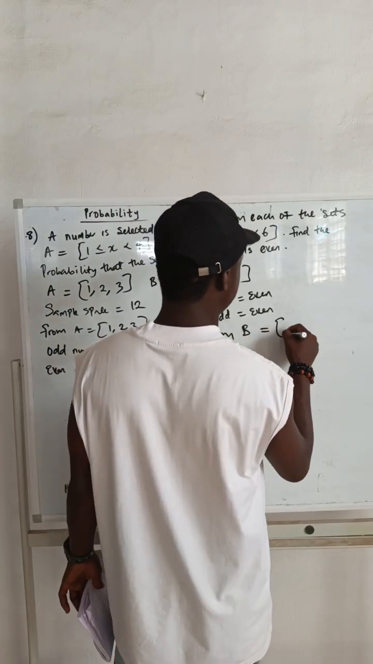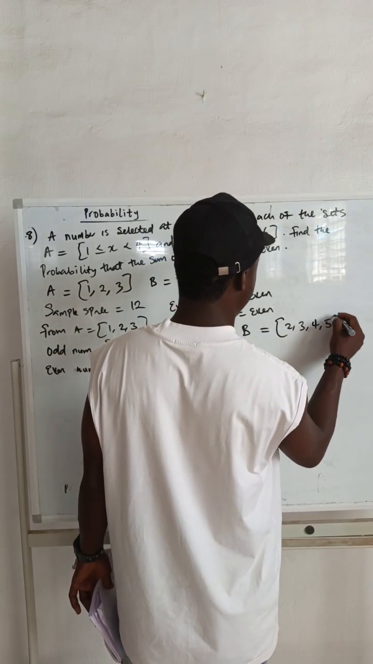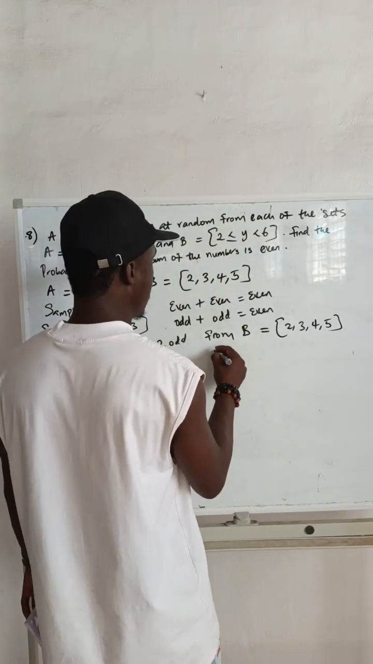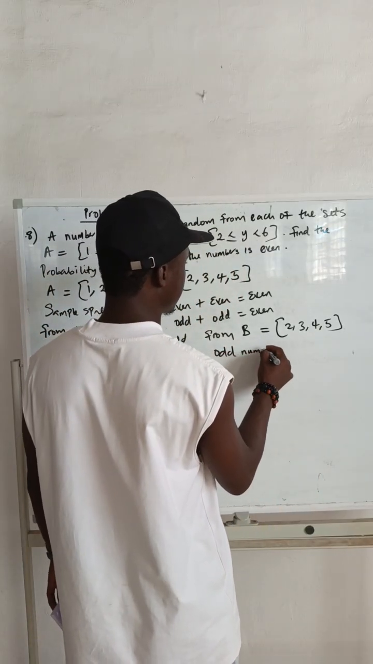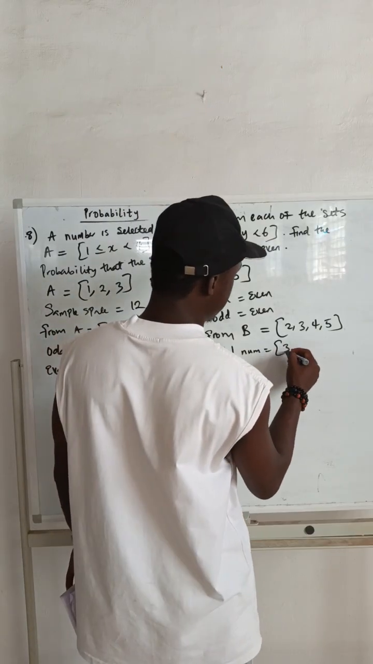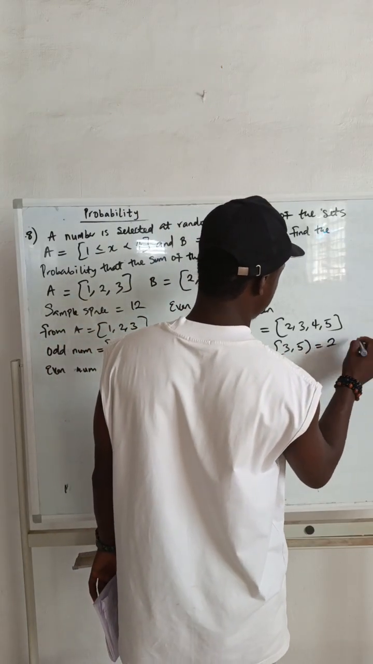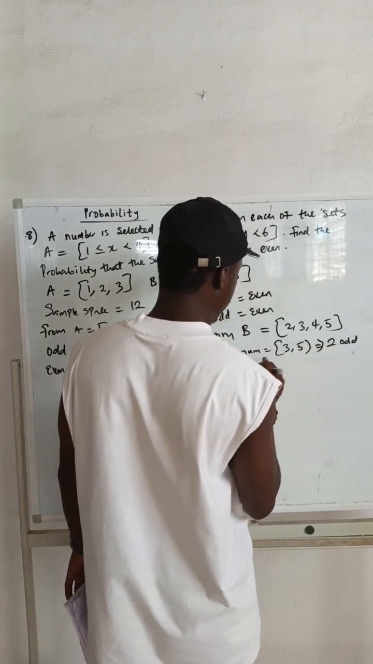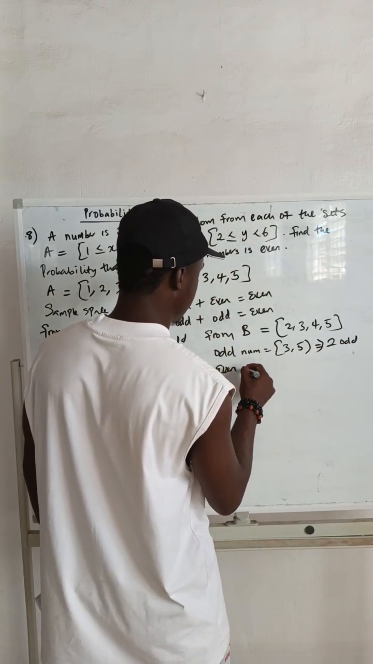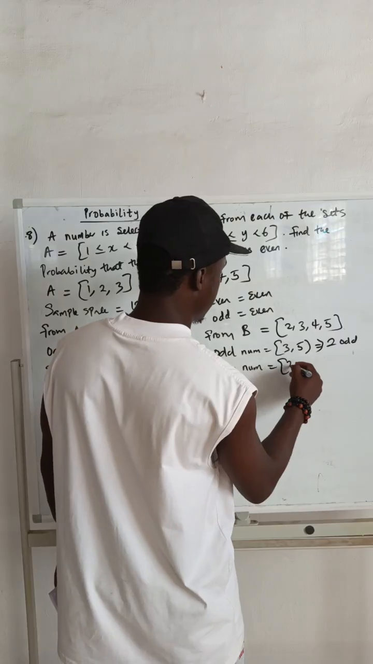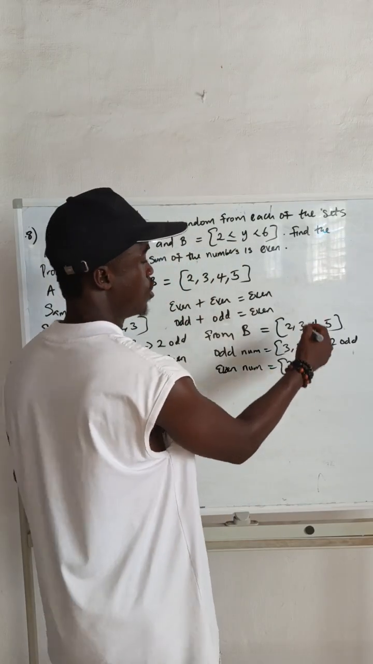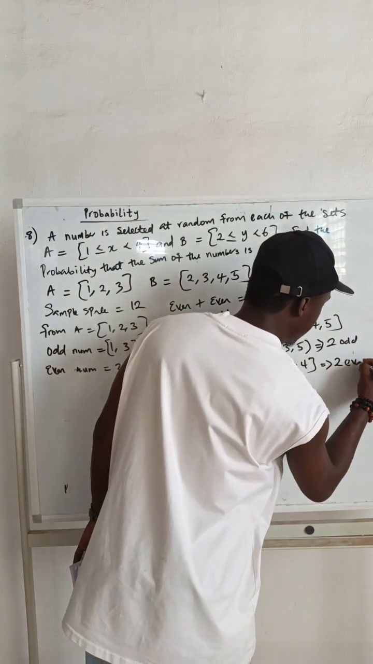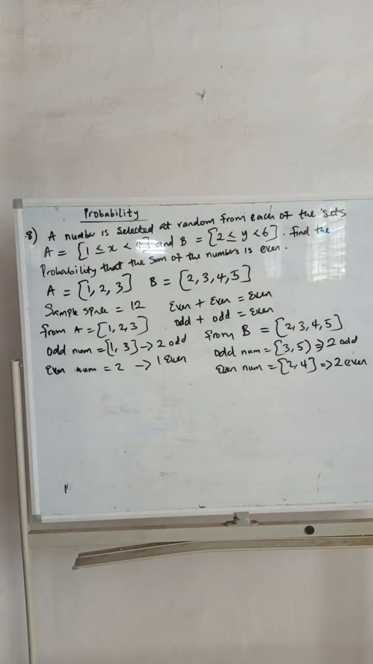Now, from set B, I have 2, 3, 4, and 5. The odd numbers are 3 and 5, that is 2 odd. The even numbers are also 2, which are 2 and 4. So I have two even numbers. From here, I think it's very easy to work all these things out.